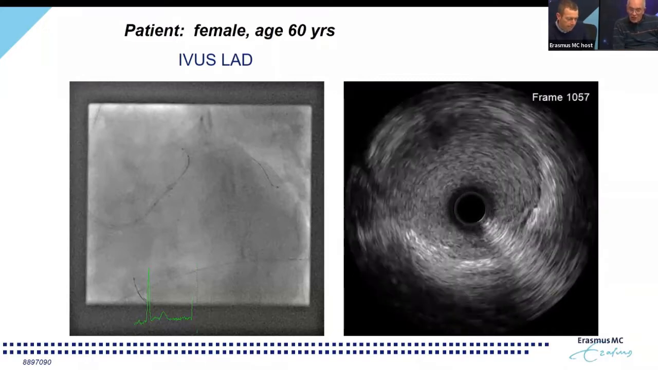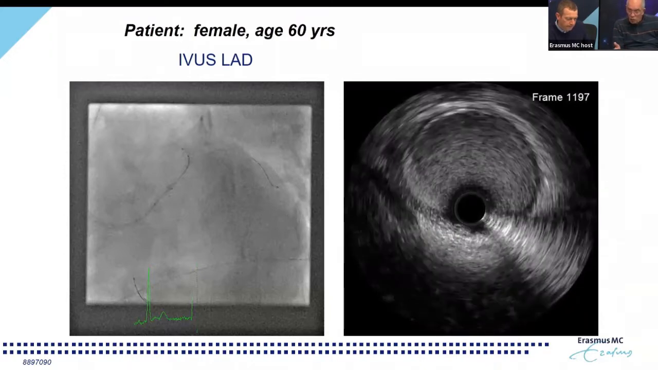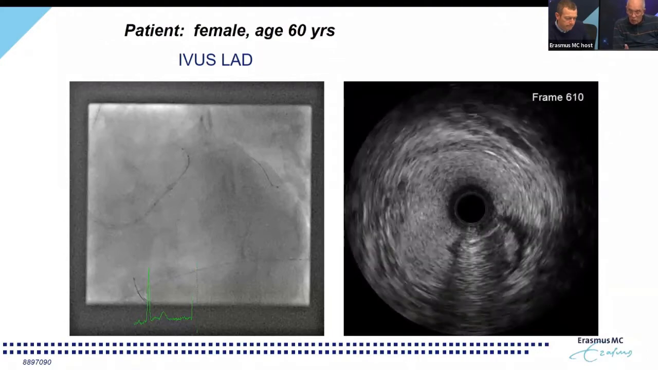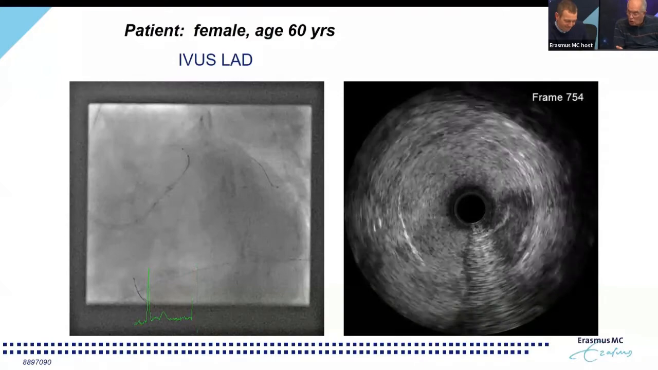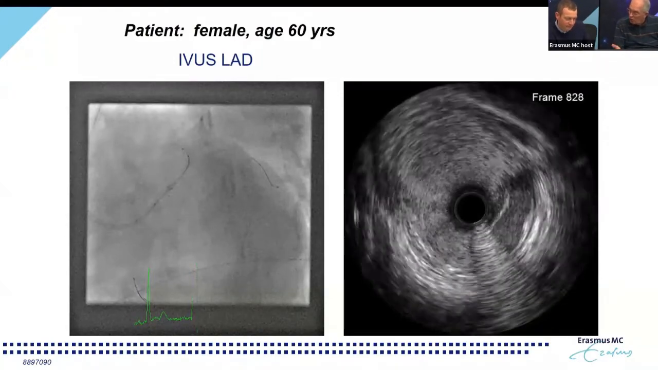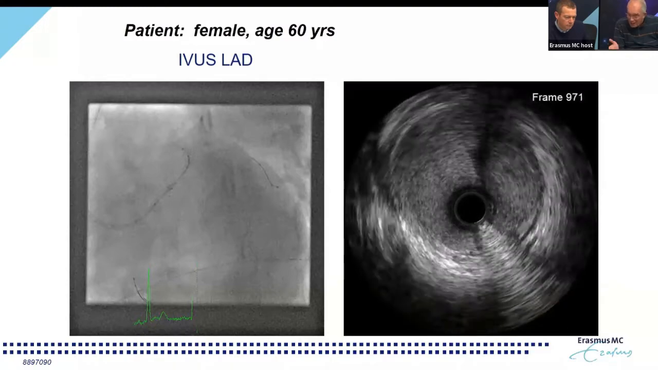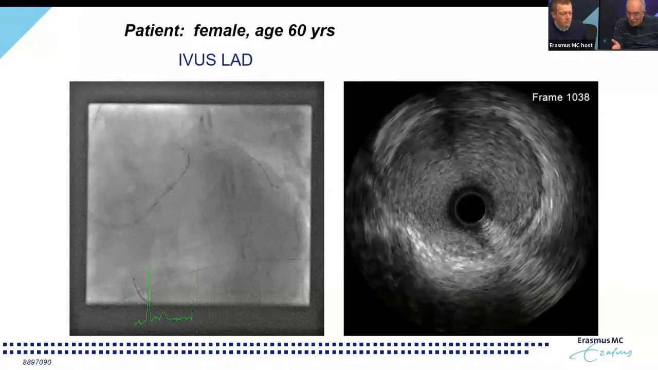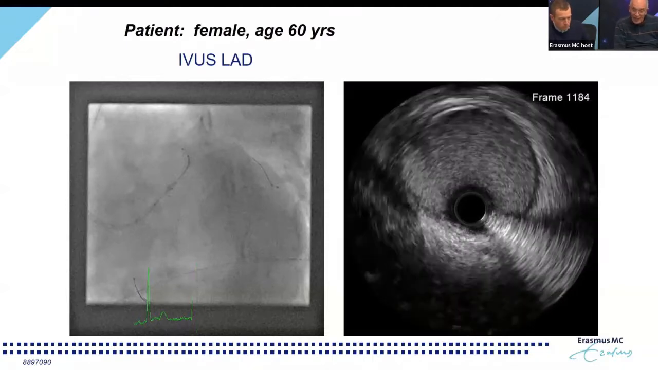There is one other trick to determine that. This is, of course, a short pullback, but if you make a longer pullback, you always see side branches emerging from the true lumen. So if you see a wall between the bifurcation and your IVUS catheter, then you know that you're in a false lumen, and you have to rewire.